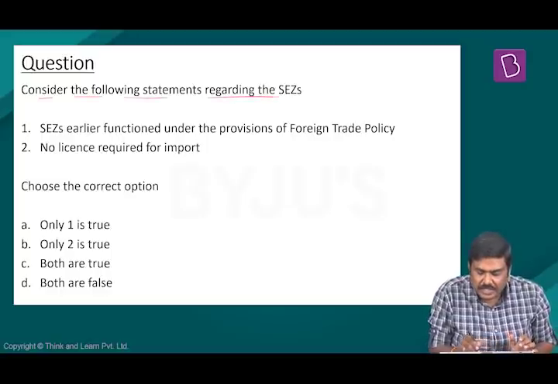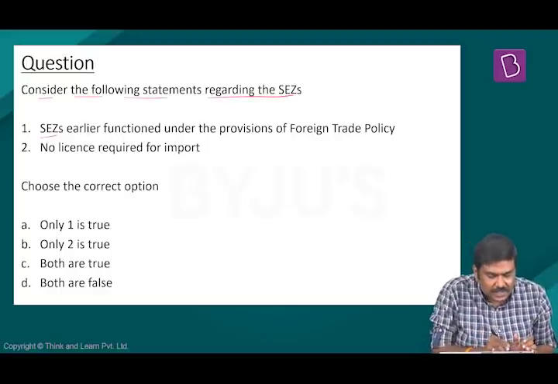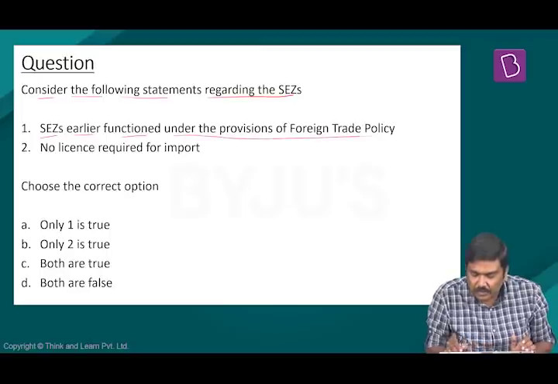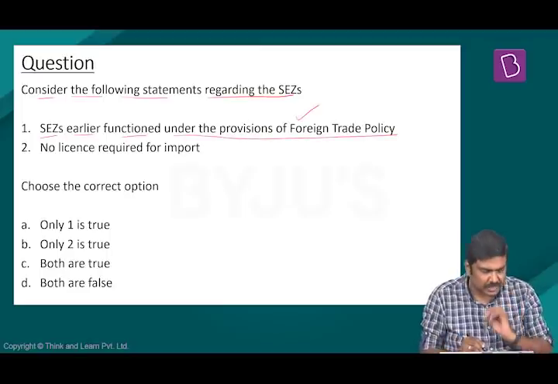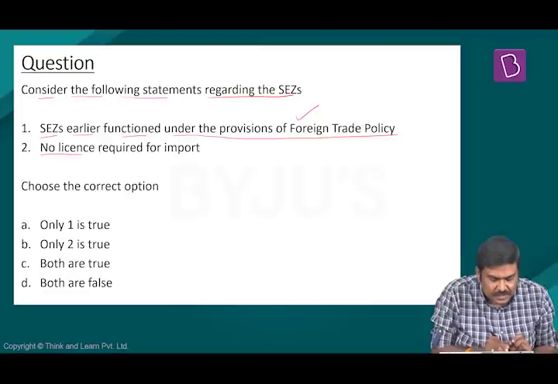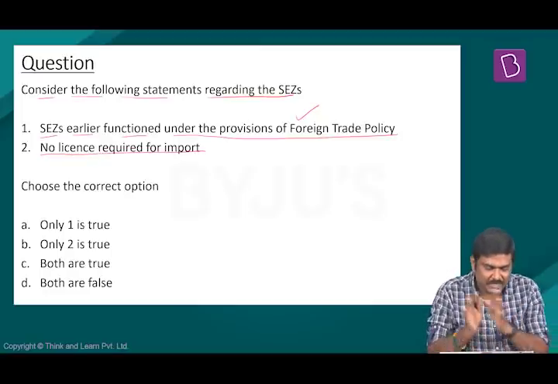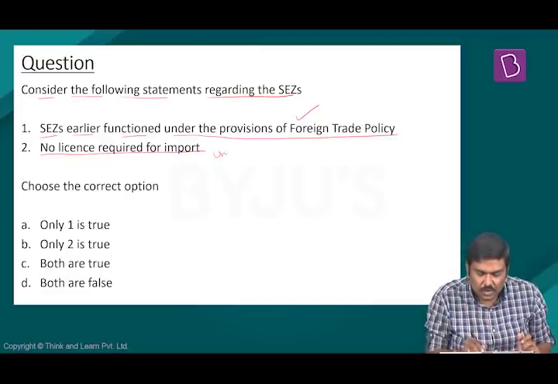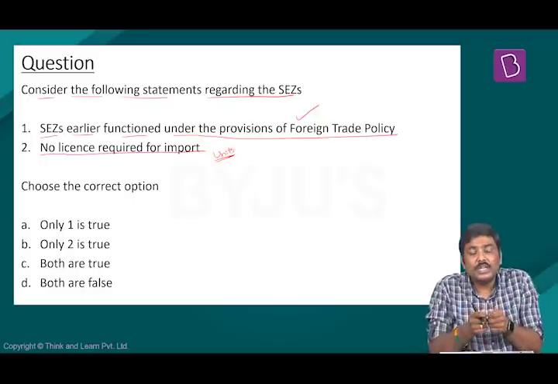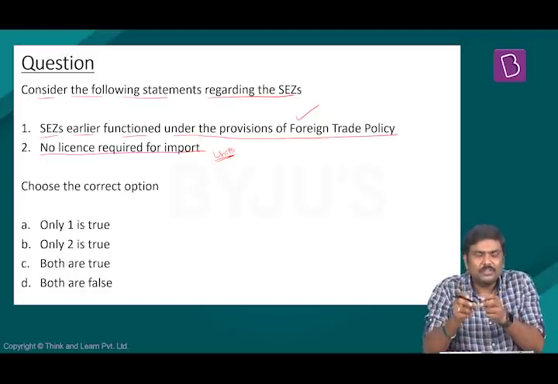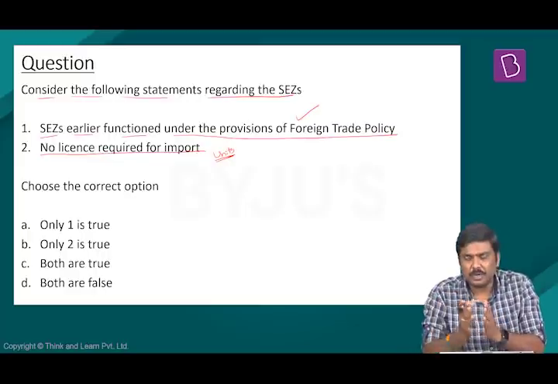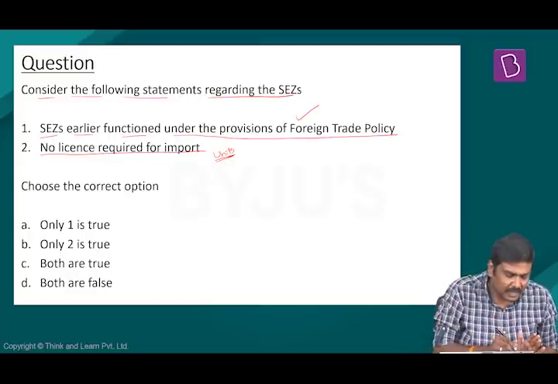Consider the following statements regarding SEZs. SEZs earlier functioned under the provisions of foreign trade policy. Yes, this particular statement is true. Second, no license is required for import. That is basically those units which are located in the SEZs, do they require any license to import any of the material for production as well as export purposes? This particular statement is true.